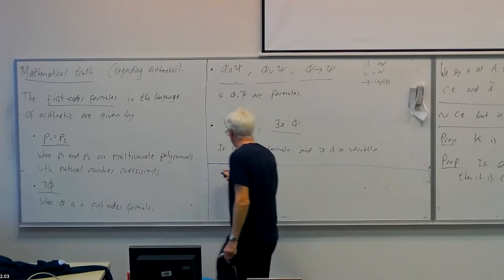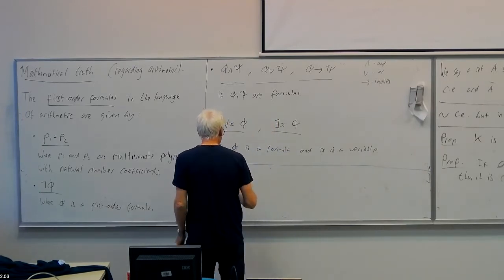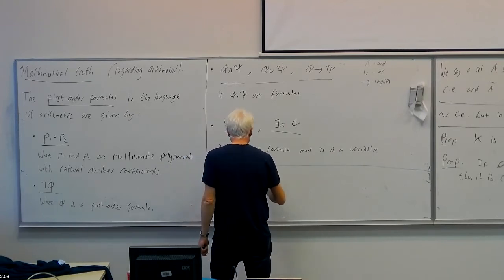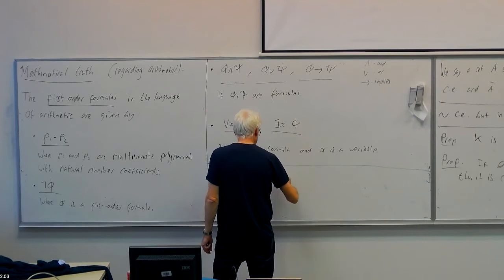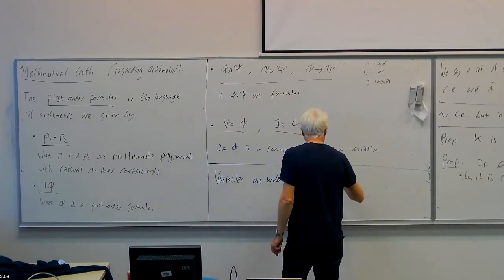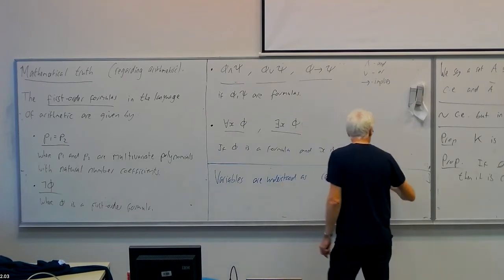So the variables, this is to do with arithmetic, the fact that we talk about arithmetic rather than say set theory or something else, variables are understood as ranging over natural numbers.